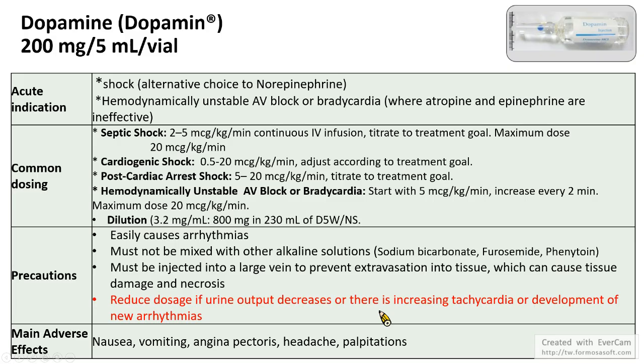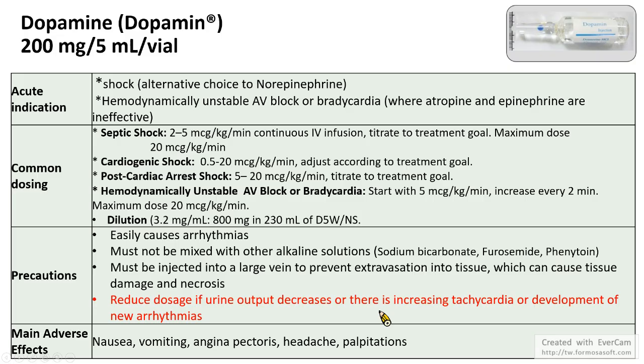And as a precaution, dopamine is the top inotrope and vasopressor of all that easily causes arrhythmia. It is an independent factor contributing to atrial fibrillation. And in terms of administration, do not mix with alkaline solutions such as sodium bicarbonate, phenytoin, and furosemide. Administering in a large vein is quite important here as well.